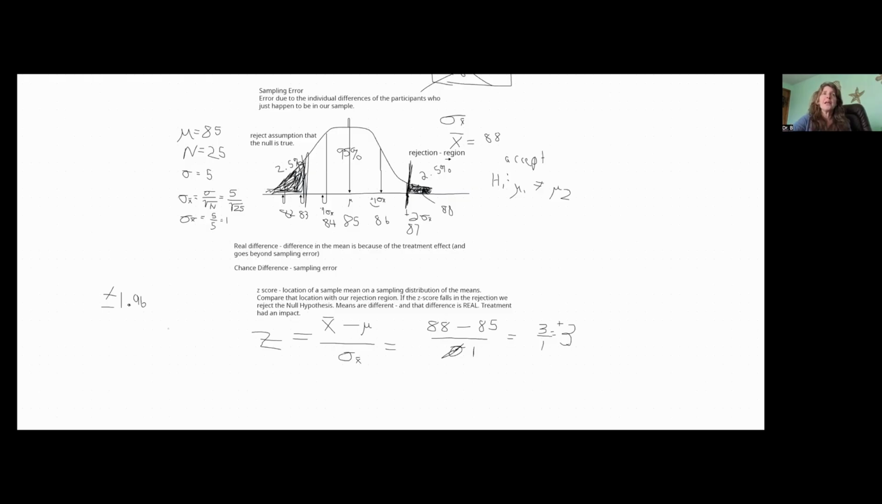So the question is, how is it that we end up picking this 2.5% on either side, the 5% that's been split? This actually has a symbol. It's called alpha. We're going to learn more about alpha next week. But for right now, just know that alpha is what's called our significance level.